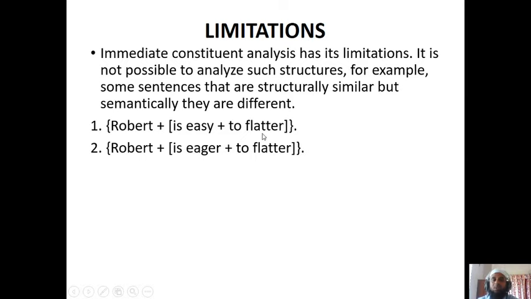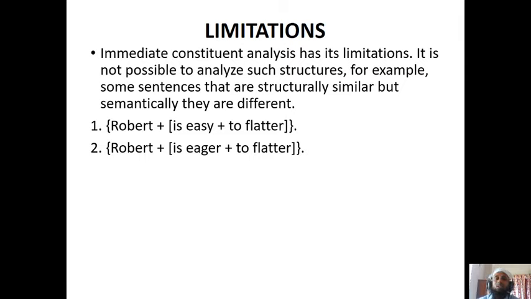Robert is easy to flatter. Here Robert is not a subject, though it is at the beginning. It's a noun phrase. But in the second sentence, Robert is a subject, the doer, that Robert does the action of flattering. But here Robert does not do the action of flattering. Rather, it is easy to flatter Robert. So somebody can flatter Robert easily. So here you have the same structure, but the meanings are different.